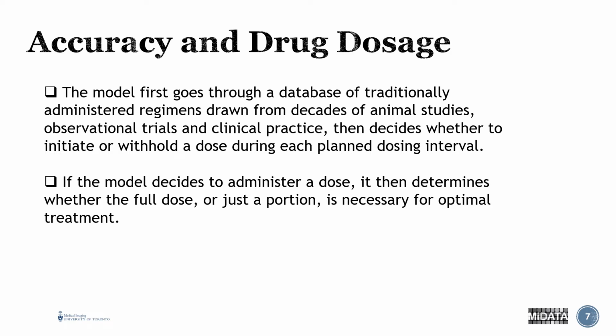So how would we approach this? We would first have the model go through a database of the traditionally administered regimens drawn from many years of studies, at first in animal studies, of course, and then observational trials and clinical practice with humans. And then the model will decide whether to initiate or withhold a dose during each planned dosing interval for the treatment of glioblastoma. Now, if the model decides to administer a dose, it then determines whether it's a full dose or just a portion, and what is necessary for the optimal treatment.